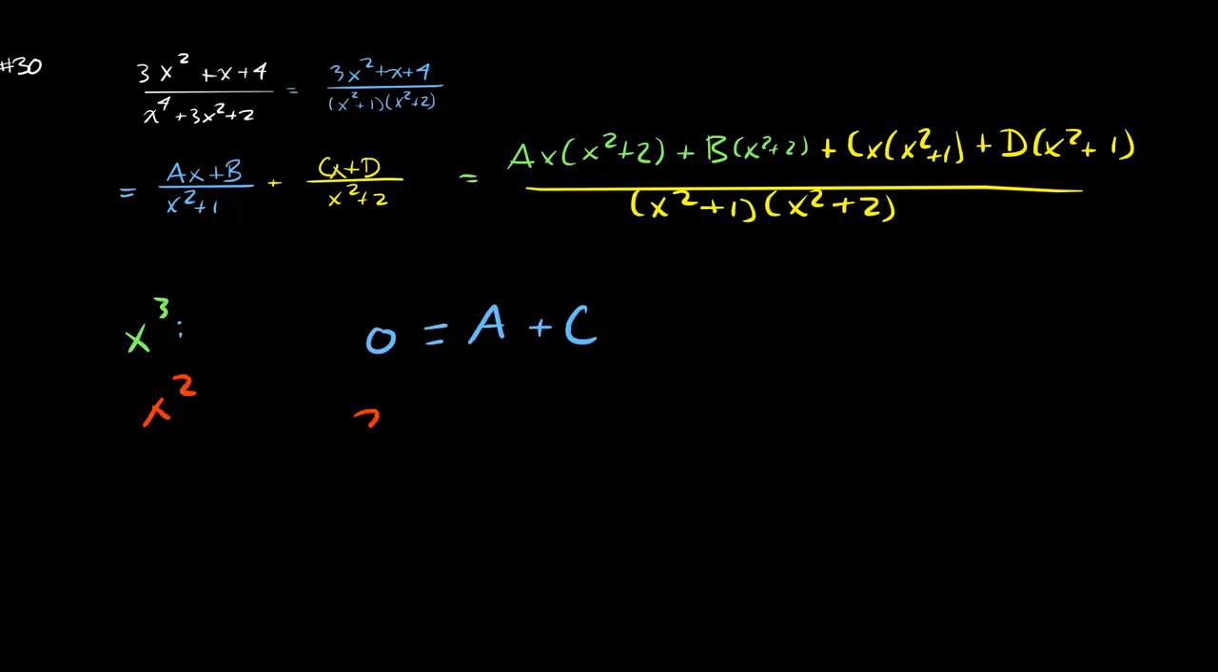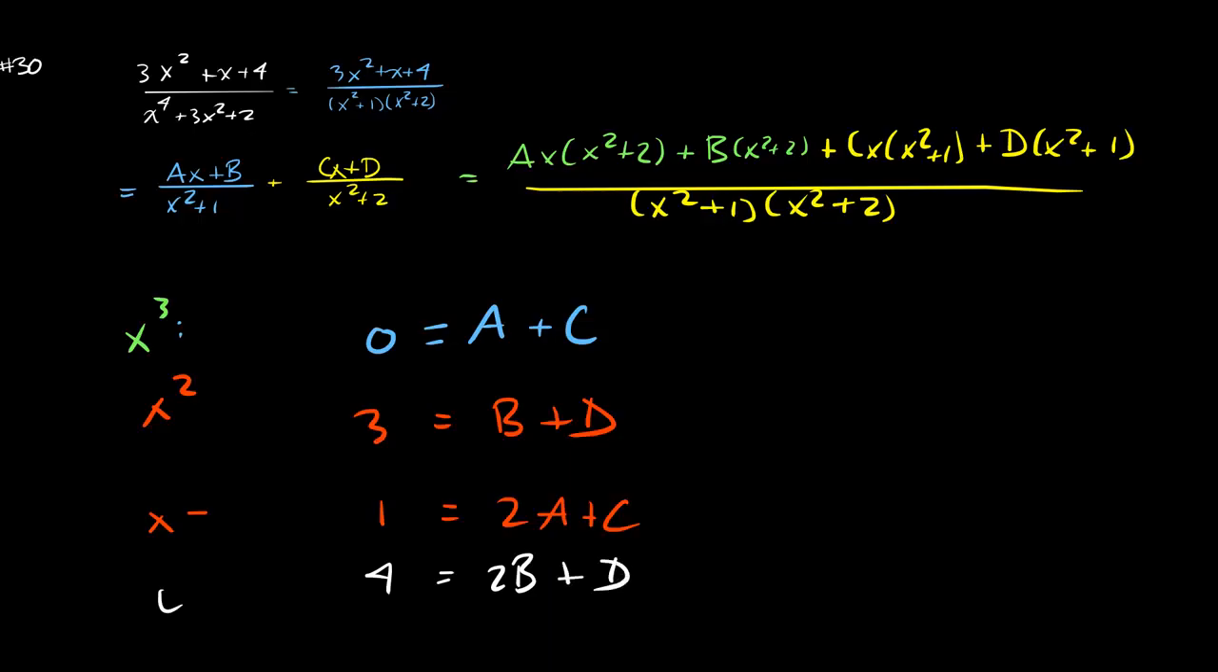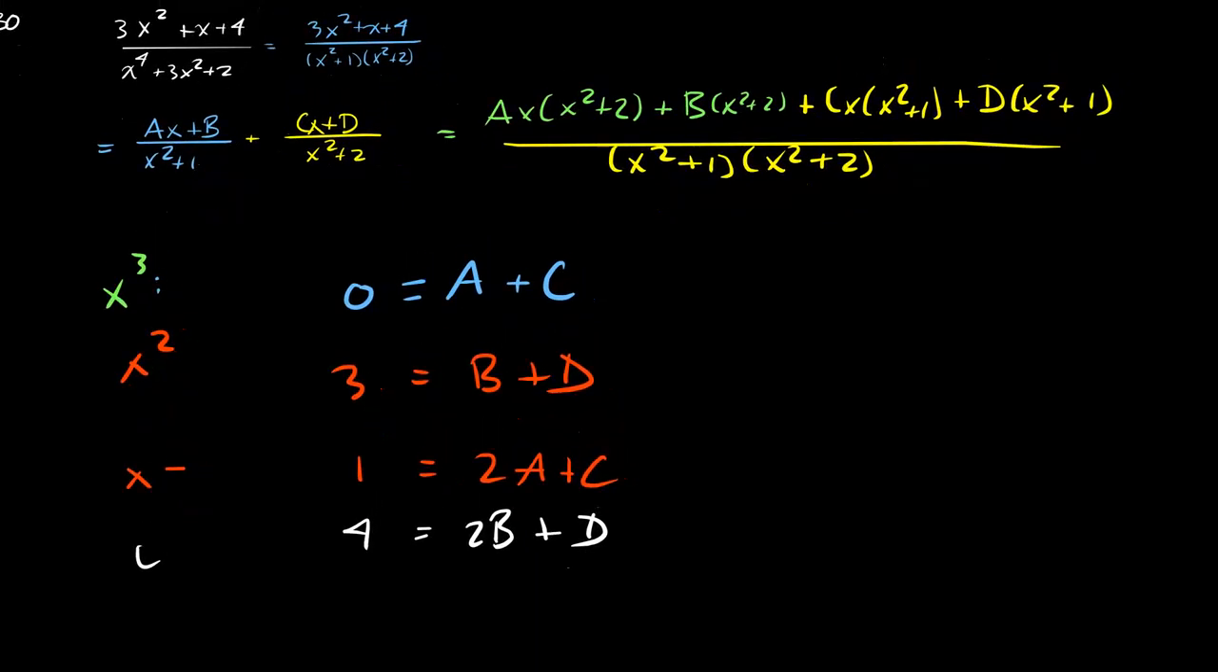Follow that along. We've got 3x squareds. We've got just a b and a d. Do your x terms. We have 1x. We've got 2a, and we have c. And then following our constant terms, we have a 4, a 2b, and a d. Okay, so this is the thing that we have to solve.